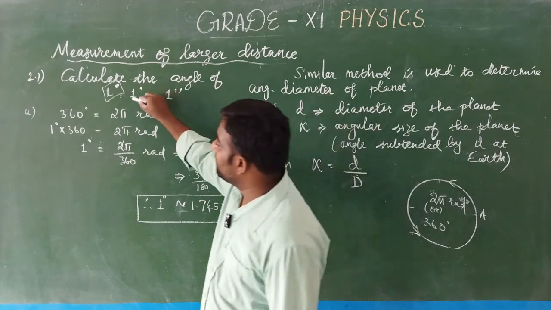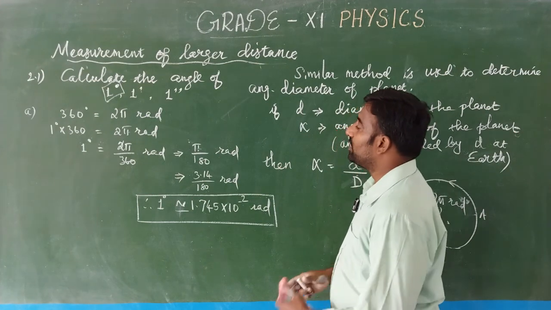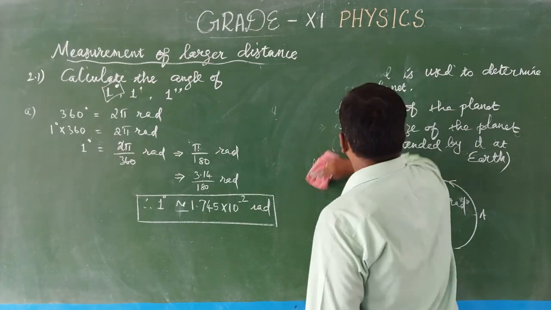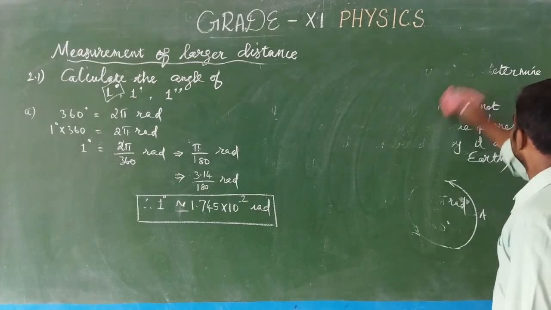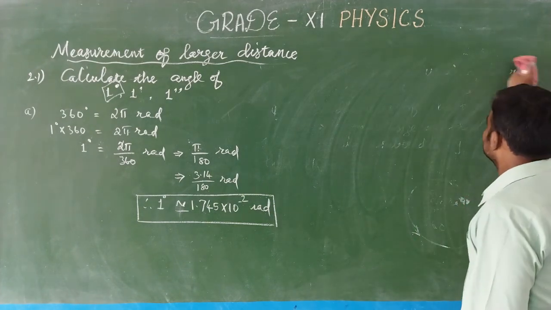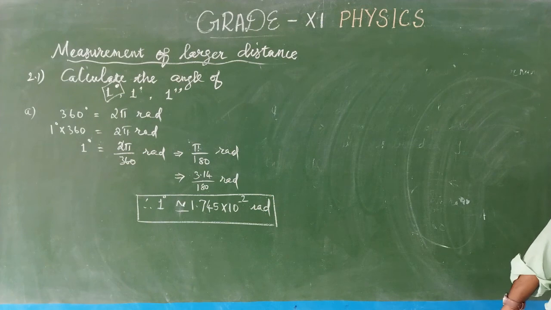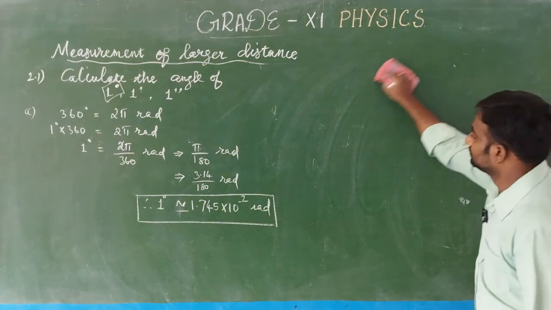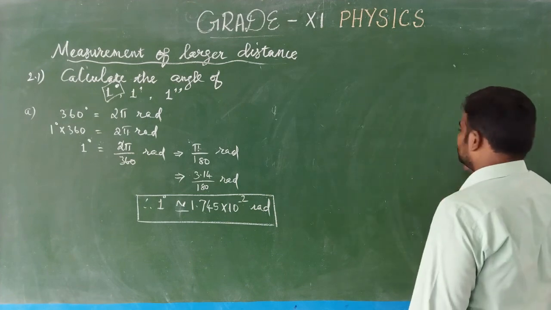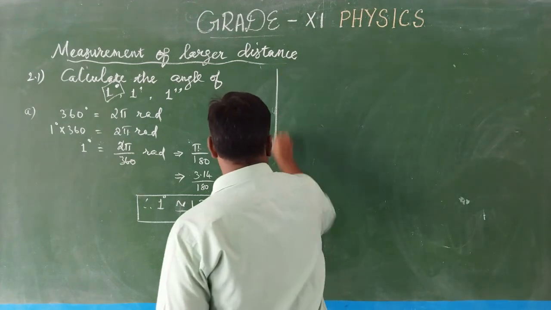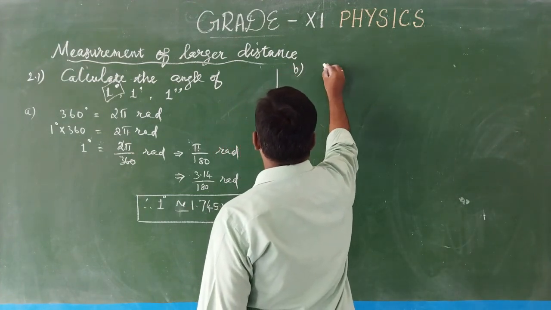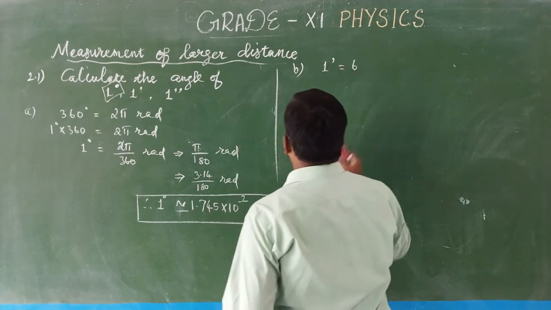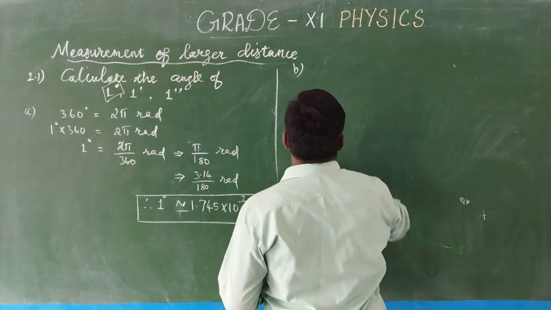In the same way, we can determine the value of 1 minute. So how to find the value of 1 minute? You see, we know 1 degree is equal to 60 minutes.